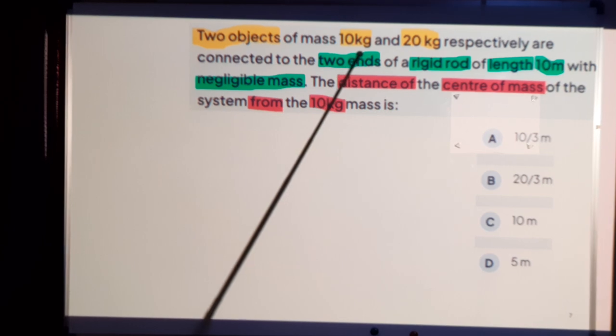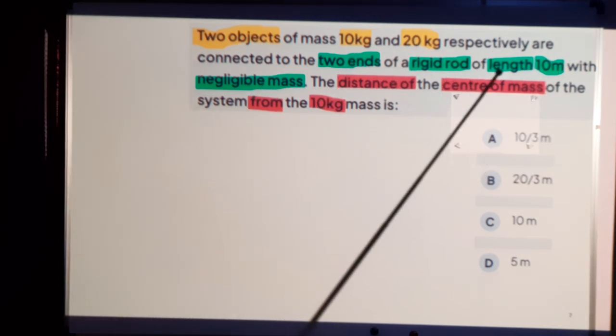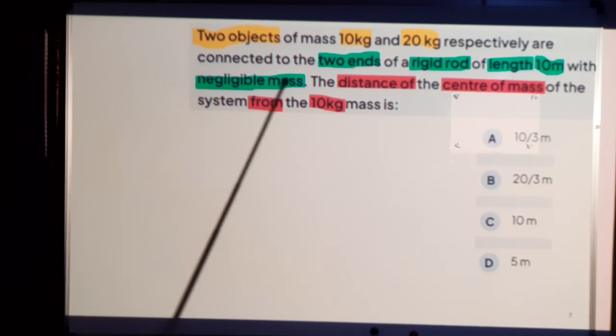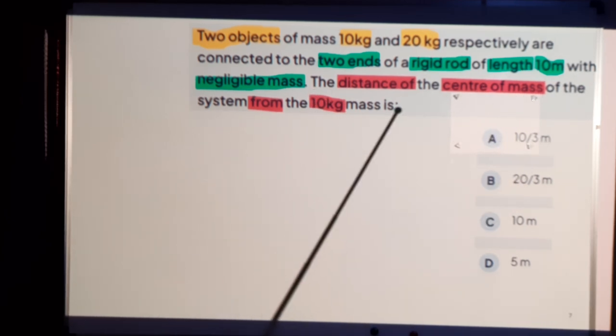Two objects of mass 10 kg and 20 kg respectively are connected to the 2 ends of a rigid rod of length 10 meter with negligible mass. The distance of center of mass of the system from the 10 kg mass. You can pause and try this question.